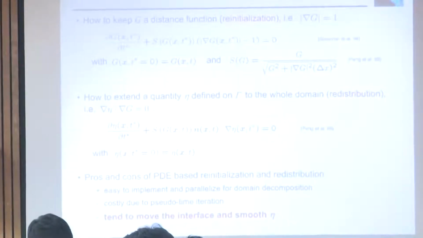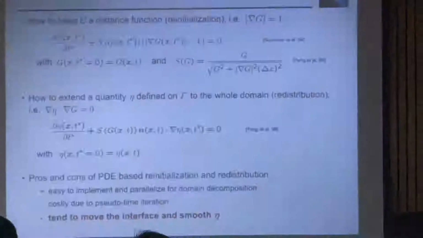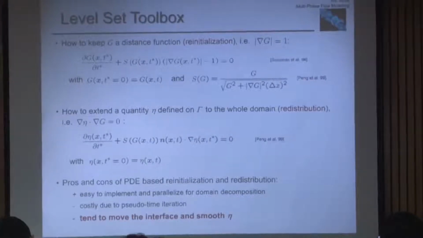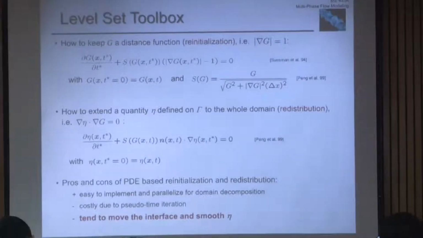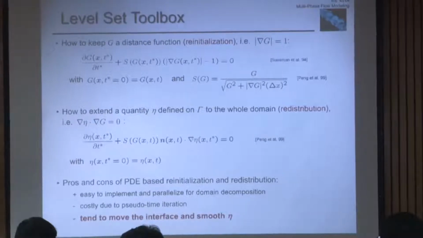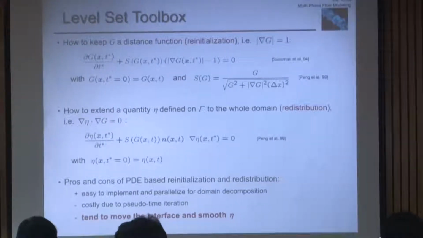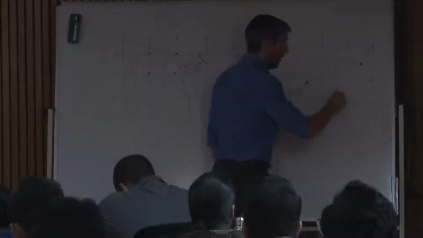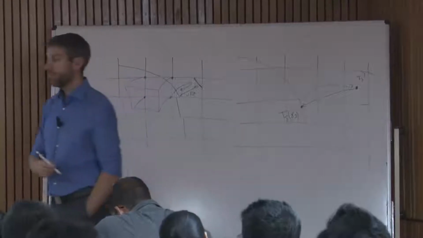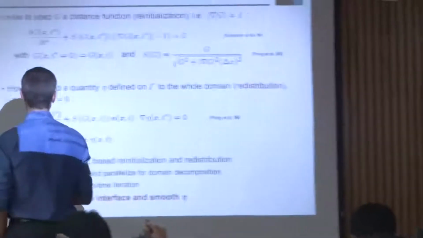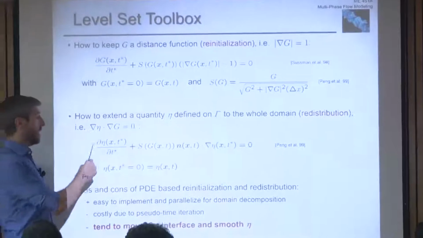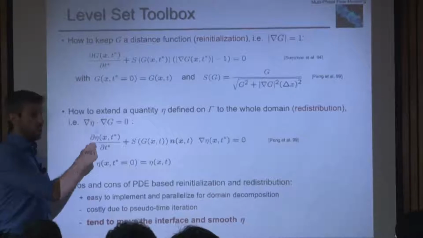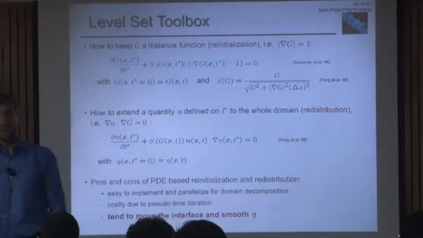What we're saying here is that we're extending the quantity such that there is no change in that quantity in the interface normal direction. So I move outward normally from the interface while keeping the quantity constant. This temperature field is extended outward normally as a constant. The corresponding equation is this. If the quantity is eta, then what I'm imposing is that the gradient of eta, dotted with the gradient of n, meaning the normal direction, has to be zero.